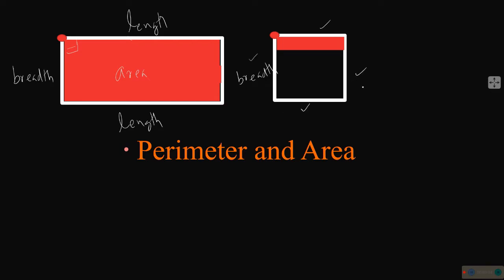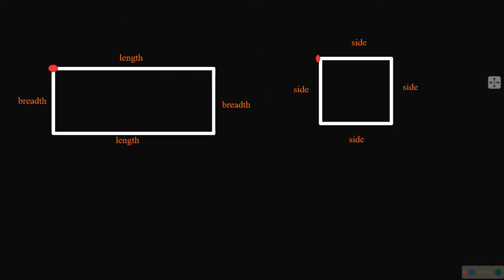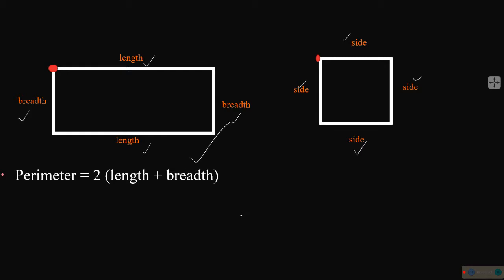In the case of a square also, where all 4 sides are equal, there is no length and breadth, all sides A, B, C, D are equal, and the area is the inner surface. So we have 2 lengths and 2 breadths to get the perimeter of a rectangle, and 4 times the side will give the perimeter of a square. And as far as area is concerned, we have to multiply length into breadth, here side into side. We have studied this last year in the form of a formula. This is the formula: perimeter of a rectangle and the area of a rectangle.